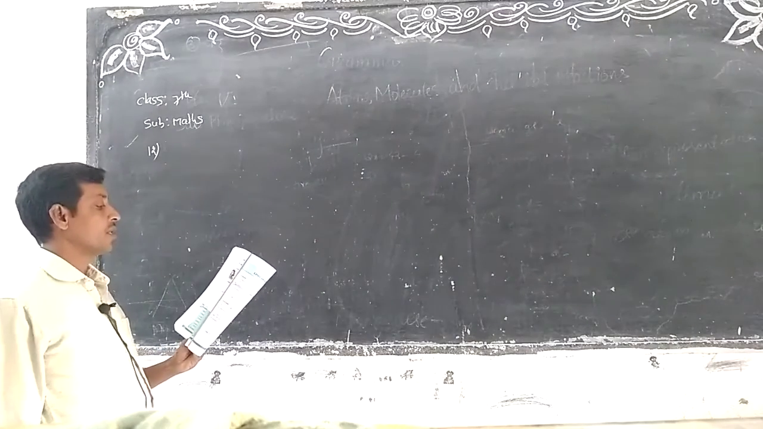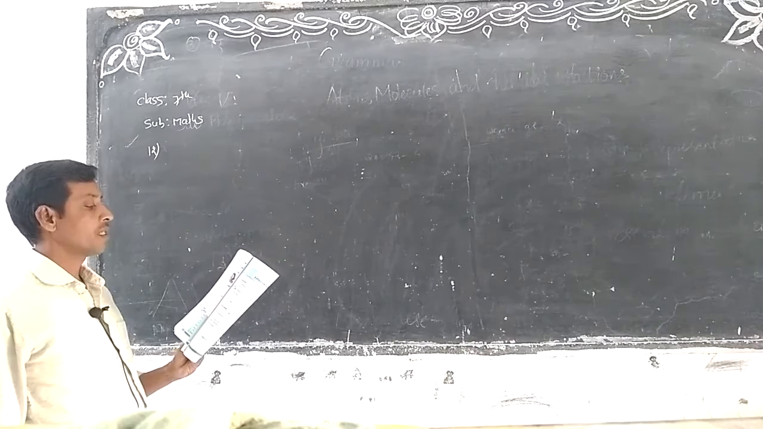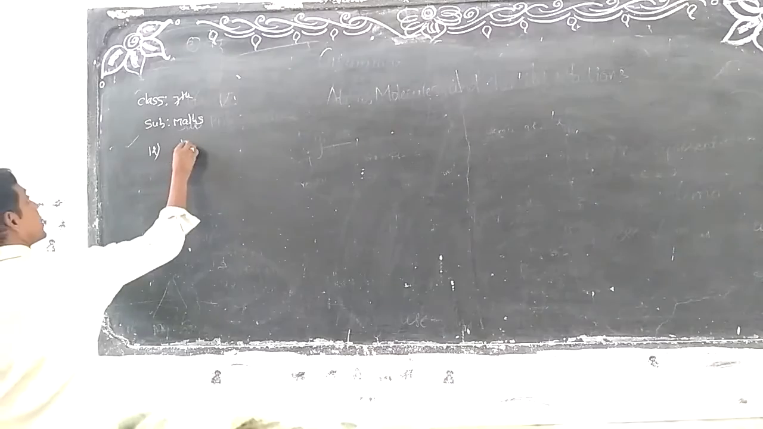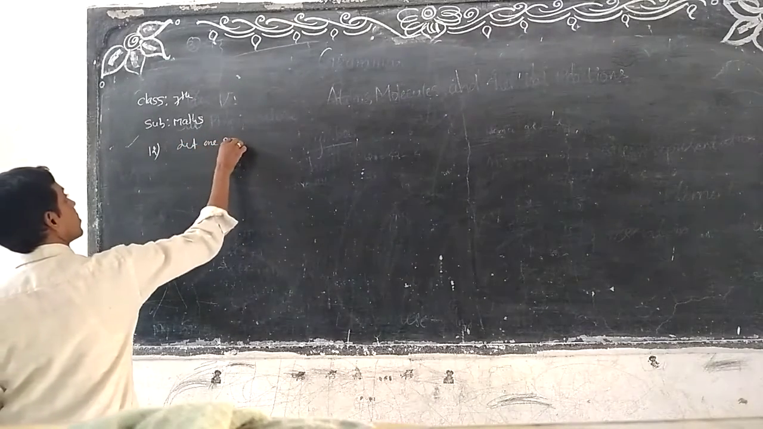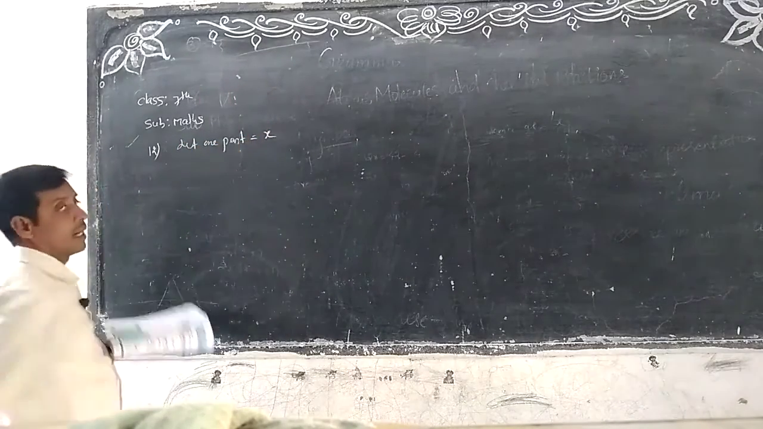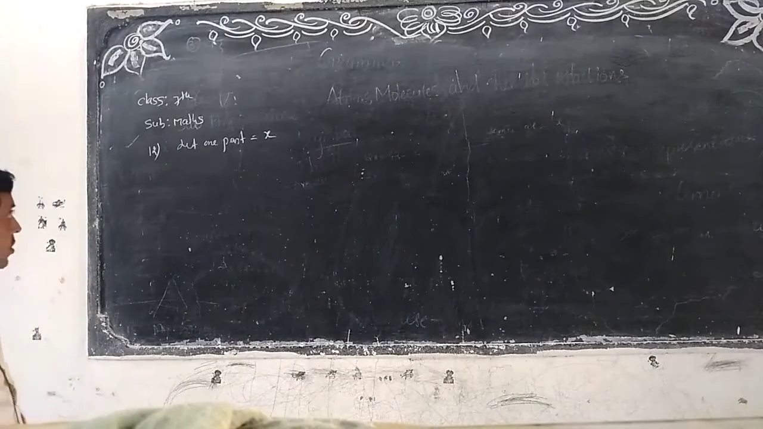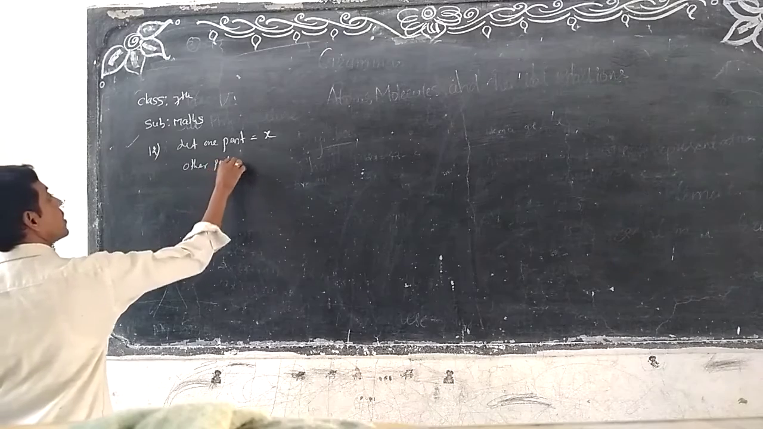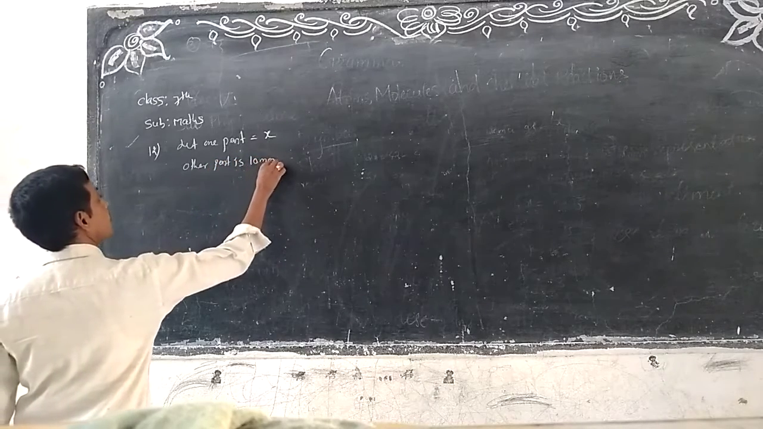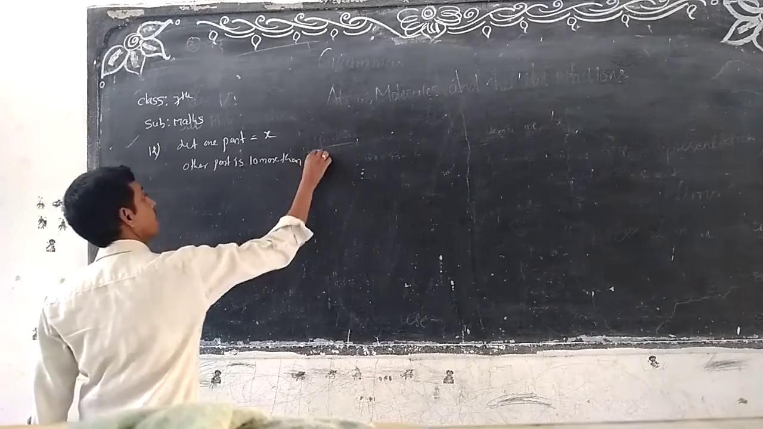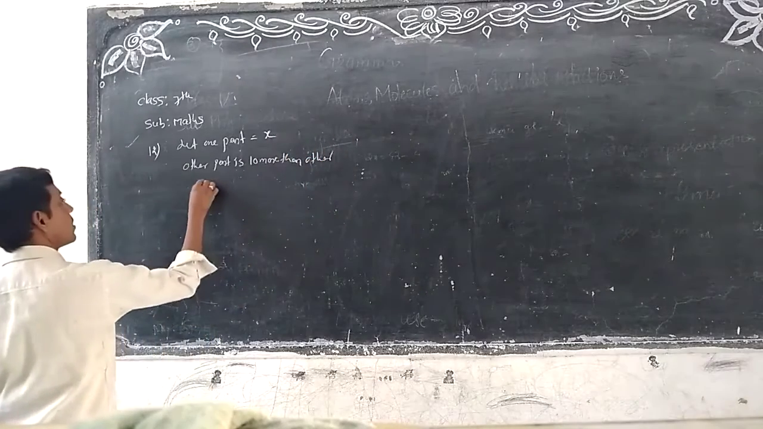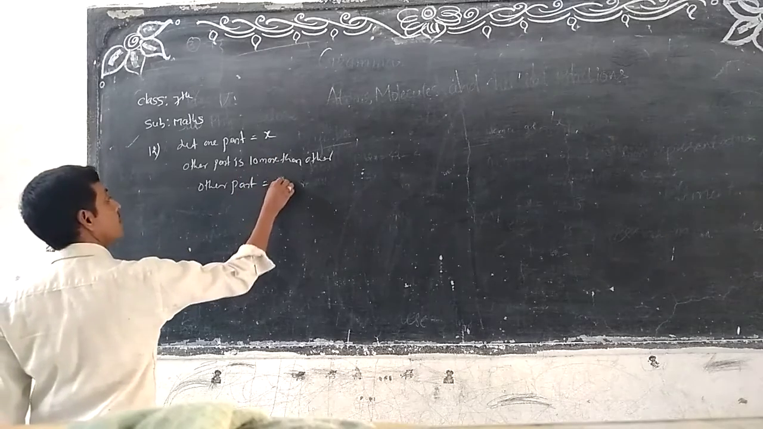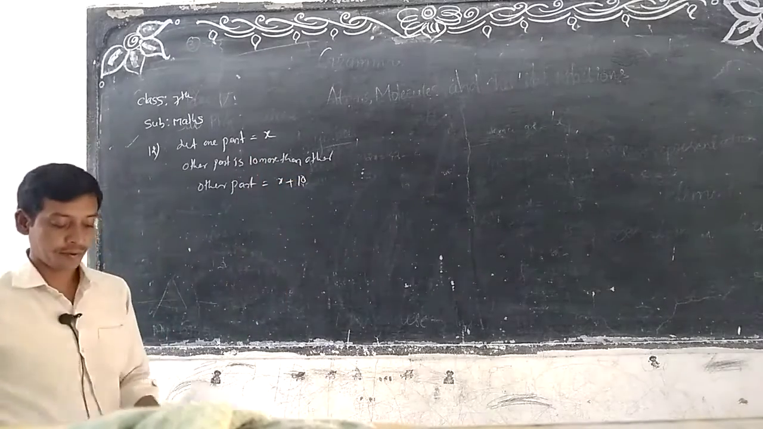A number is divided into two parts, such that one part is 10 more than the other. Okay? Let one part be x. We don't know x. The other part is 10 more than the other. So, the other part is equal to x plus 10.